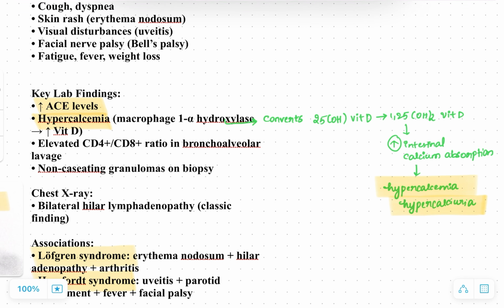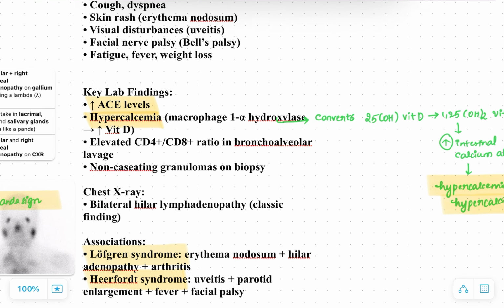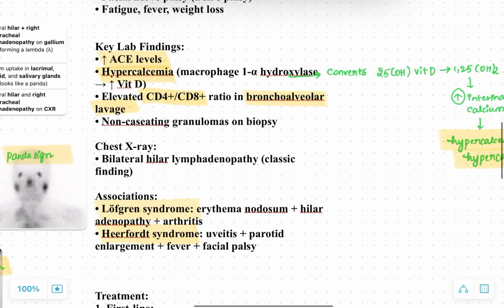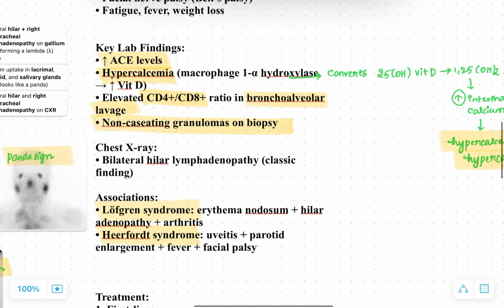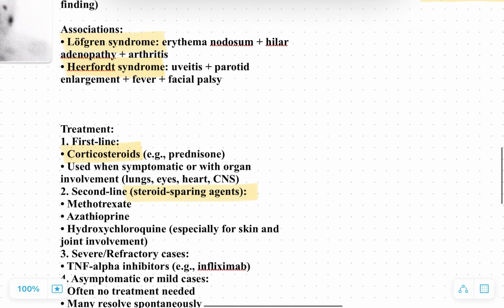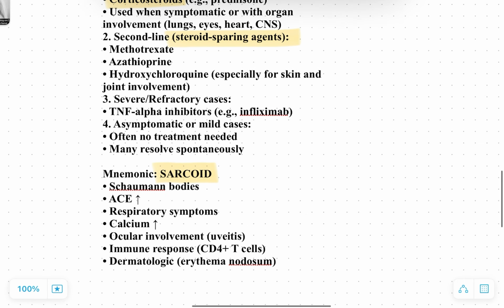So we can monitor these levels, and we can also see an elevated CD4 to CD8 ratio in the bronchoalveolar lavage, which is significant, and we can see non-caseating granulomas on the biopsy. So this is sarcoidosis: Schaumann bodies, raised ACE levels, respiratory system symptoms, increased calcium levels, ocular involvement, immune response, and erythema nodosum.